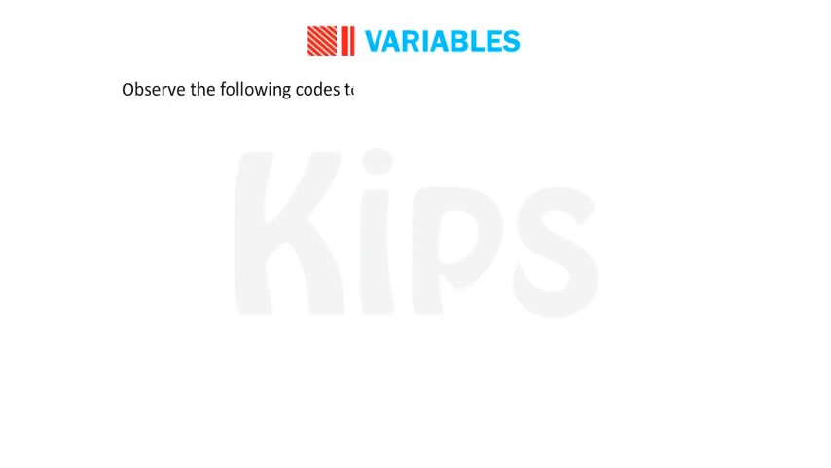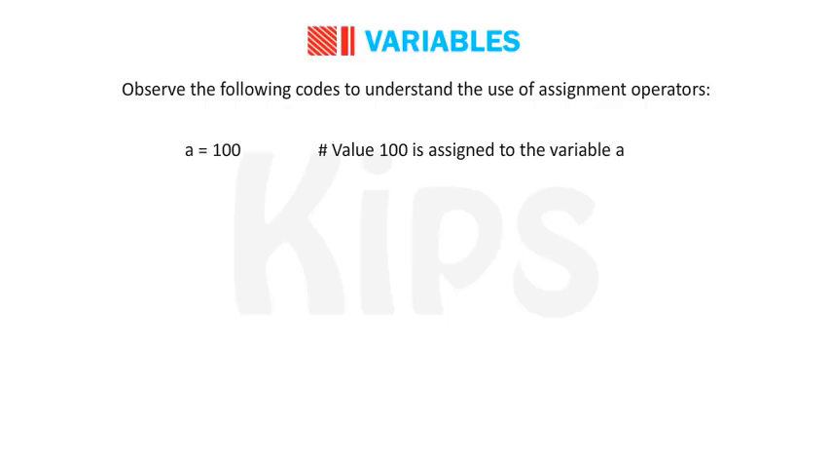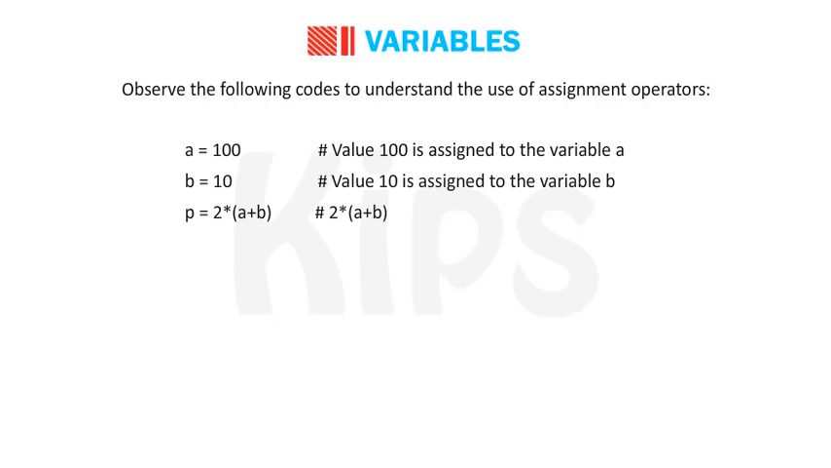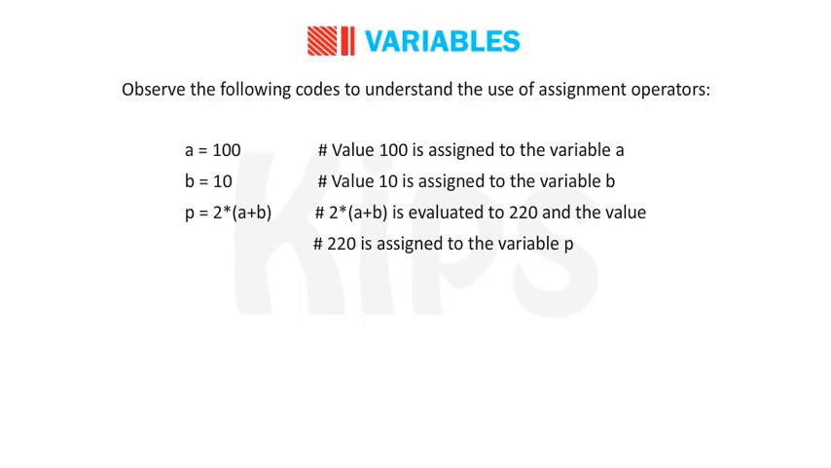Observe the following codes to understand the uses of assignment operators. a = 100. Value 100 is assigned to the variable a. b = 10. Value 10 is assigned to the variable b. p = 2 * a + b. 2 * a + b is evaluated to 210, and the value is assigned to the variable p.